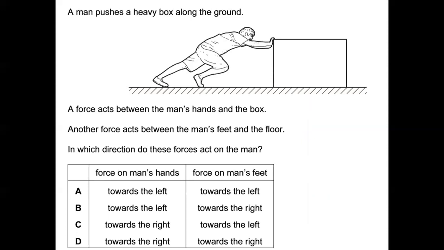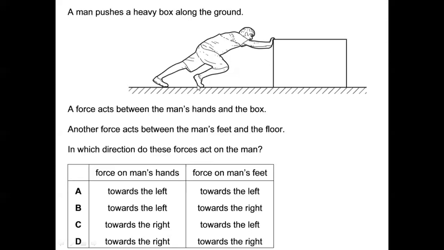Okay, we have here on the next question, a man pushes a heavy box along the ground. A force acts between the man's hands and the box. Another force acts between the man's feet and the floor. In which direction do these forces act on the man? So in this question, we are looking at the forces that are acting on the man.